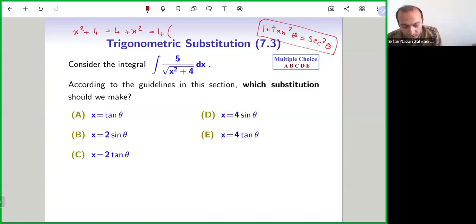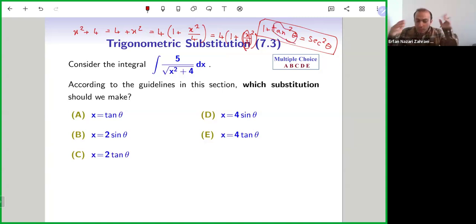Factoring 4 out of this, I get 1 plus x squared over 4, which is the same as, let me write first x squared over 4, and next step write it as x over 2 squared. This is in the form that I want. It's 1 plus a package squared. What is that package? It's x over 2.